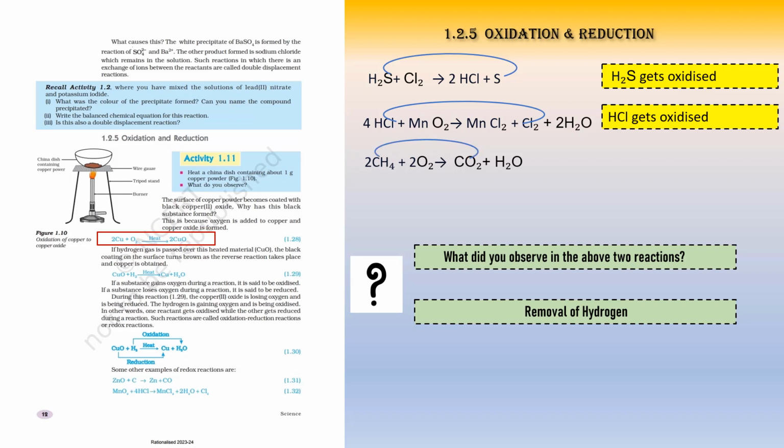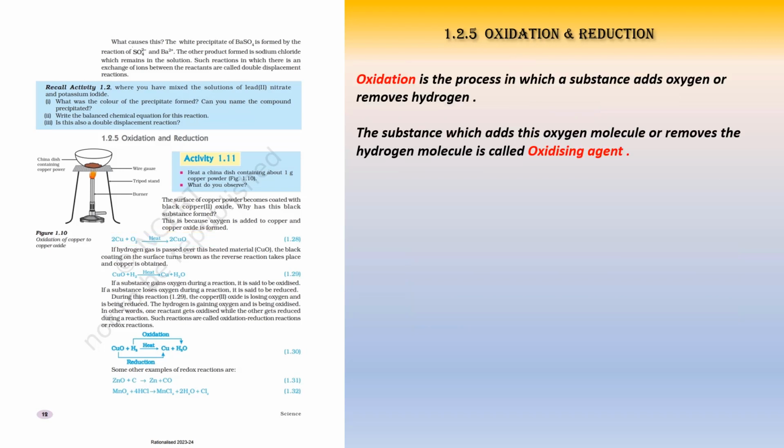In the third equation, CH4 forms CO2. Therefore, carbon loses hydrogen and gains oxygen. So, we can say CH4, that is methane, gets oxidized. In both the sets of examples that I have discussed, I have used the word oxidized several times. So, what is this process? Let us see. The reactions that are taking place over here are called oxidation.